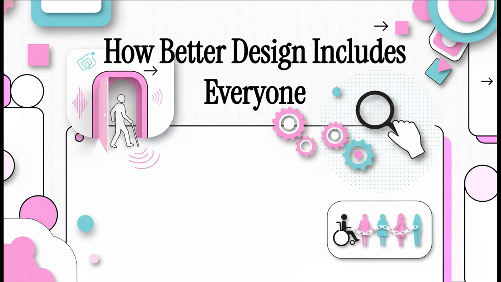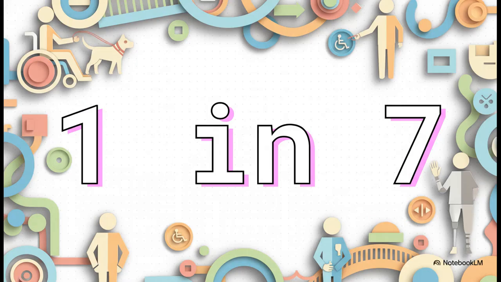When we think about design, we usually think about making things look great or work really fast. But today, we're going to flip that idea on its head. We're going to explore how looking at design through the lens of disability can help us create things that are better for everyone. So, let's start with a number that might actually surprise you.